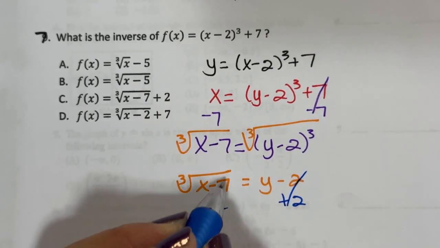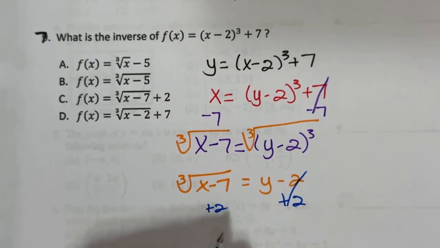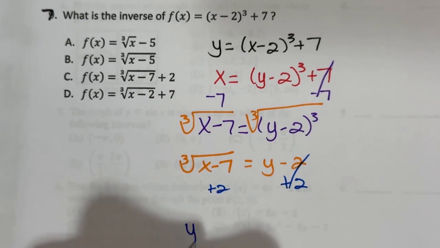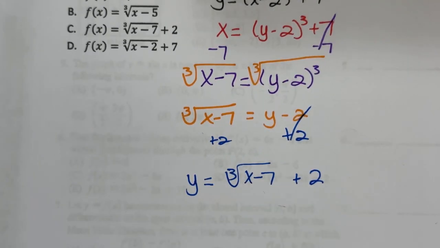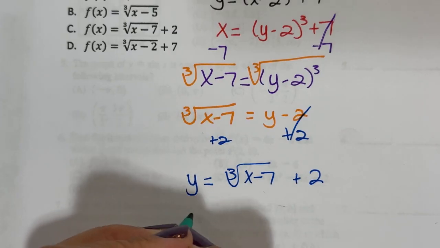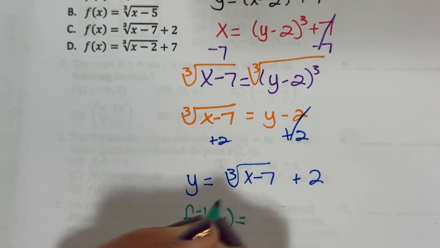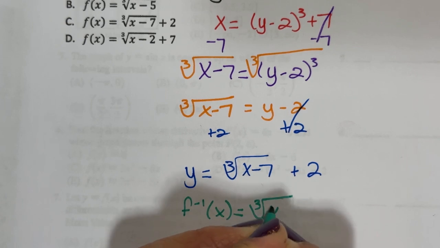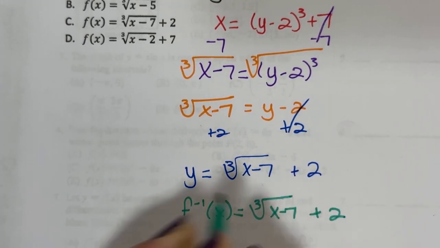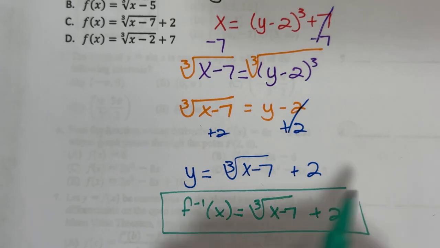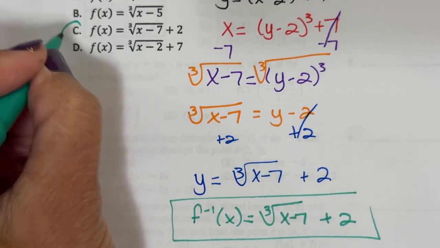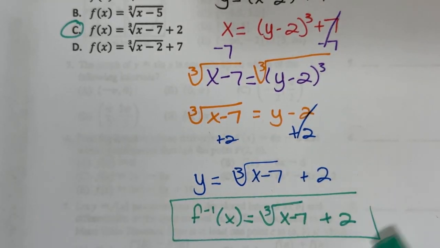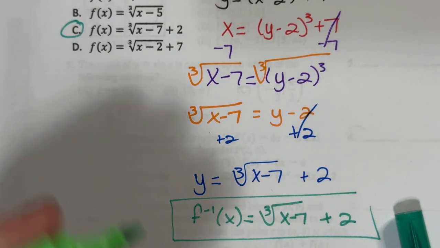I cannot add these numbers. One's an inside number, one's an outside number. Do not add them. So we're going to get y equals the cube root of x minus 7, and then plus 2 is just tacked on at the end. But we have to write this in function notation. So it should be f inverse of x is equal to the cube root of x minus 7, plus 2. Now, these should say f inverse of x, but that's okay. We see it right there, letter C. Letter C is it. Gotta highlight my answer.